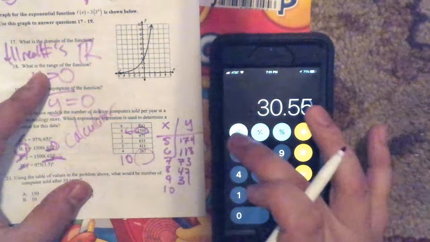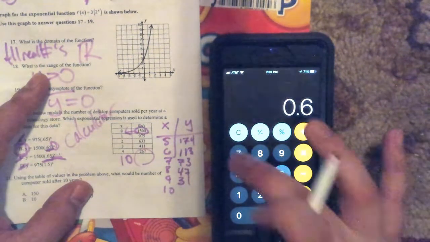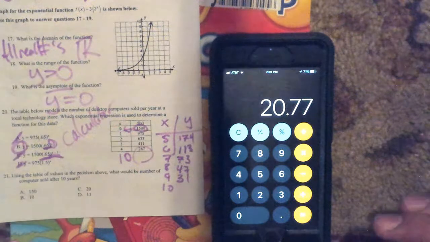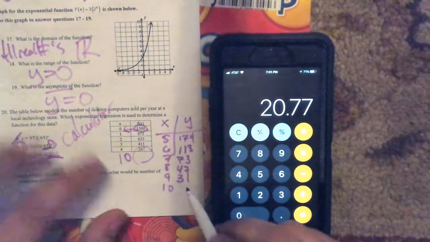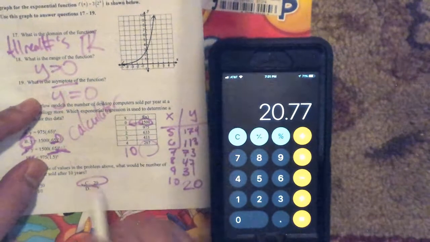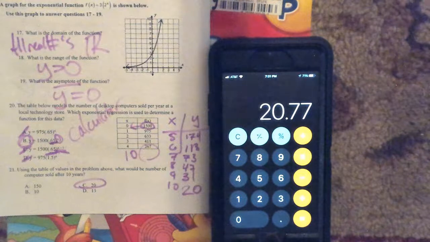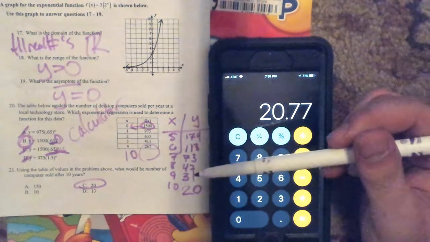And then one more time. That's 31 times 0.65 equals 20. I mean, I would round it up to 21, but looking at my answer choices, I've got 20, 13, 10, 150. The closest one's 20. So there we go. That's it. Okay? Remember, it's just a pattern. You're just multiplying by the same thing.